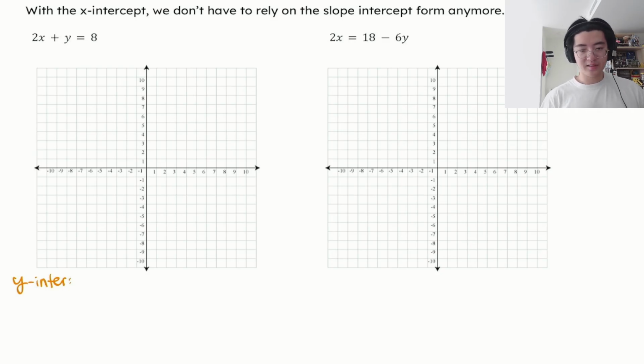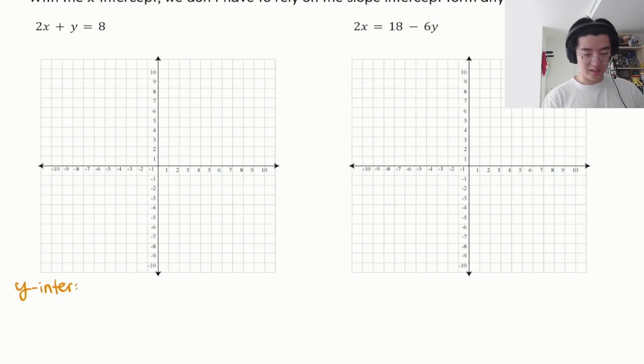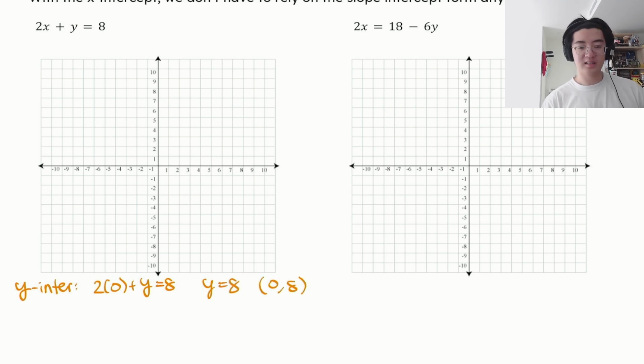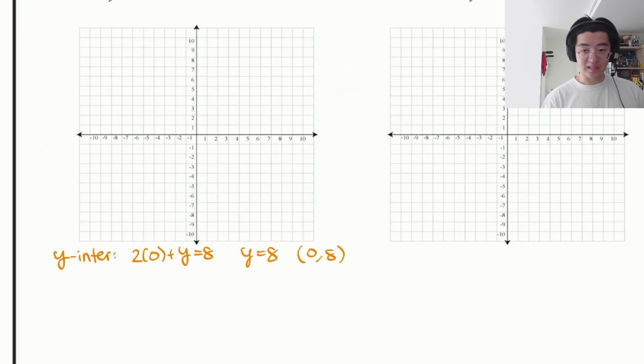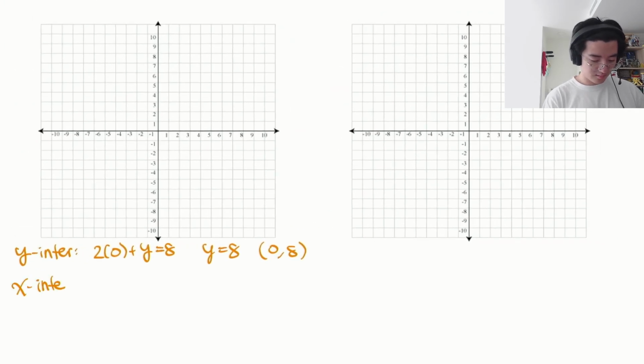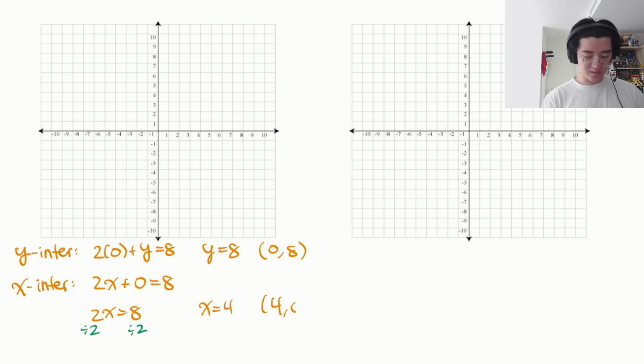Right, so the y-intercept is when x is 0. So when x is 0, we notice here that y equals 8. Alright, so our y-intercept is x is 0, y is 8. And the x-intercept is when y equals 0. Right, so it's 2x equals 8. Divide both sides by 2. X is 4. So x is 4, y is 0. So those are our 2 points. Okay, and then that's it.